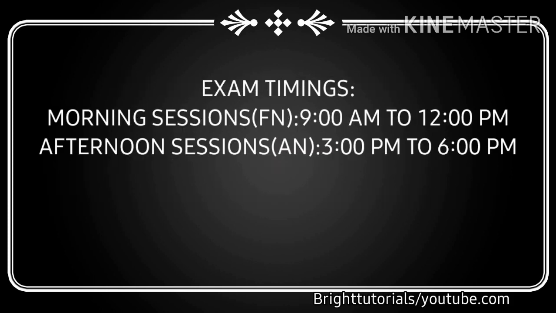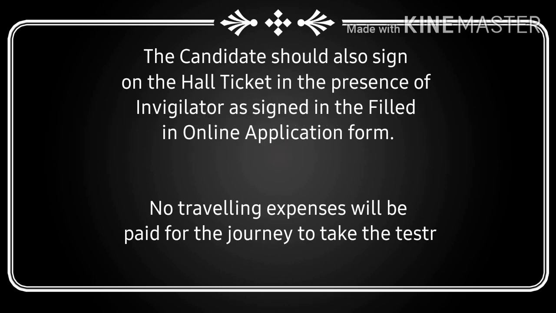And if you talk about the timing of the examination, for the morning session, meaning the forenoon session, the timing of the examination is from 9 am to 12 pm, and for the afternoon session the timing is 3 pm to 6 pm. In the examination center, you have to put your sign on your hall ticket in front of the invigilator. So don't put any sign on your hall ticket right now itself. There will be no traveling charges given to the students for traveling to the examination center. So you have to keep your own charges for traveling to the exam center.